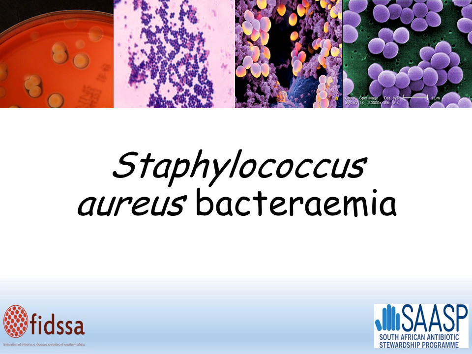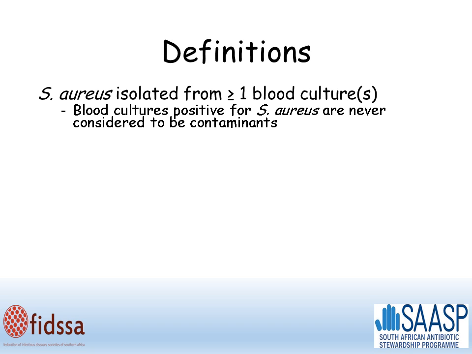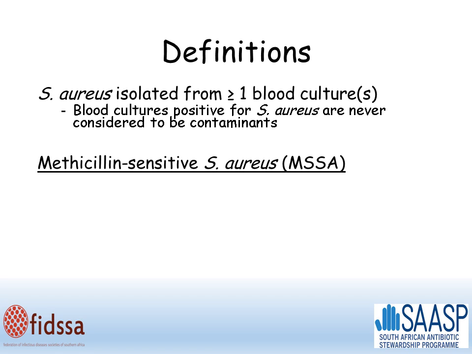This lecture is about Staphylococcus aureus bacteremia. The definition is when Staphylococcus aureus is isolated from one or more blood cultures. When a blood culture is positive for this organism, it should never be considered a contaminant and should always be taken seriously. There are two possible sensitivity patterns.